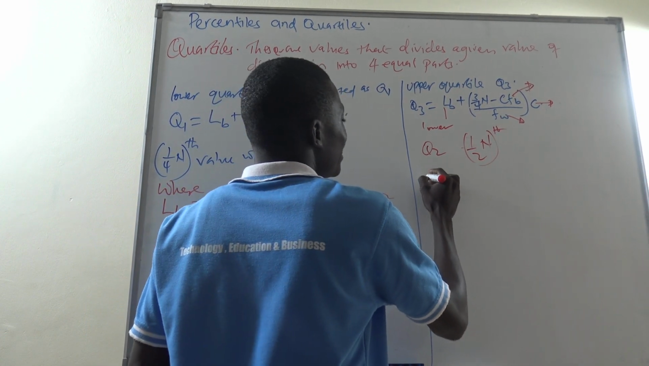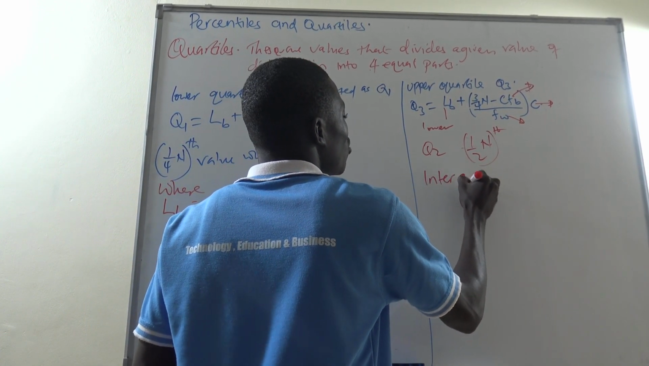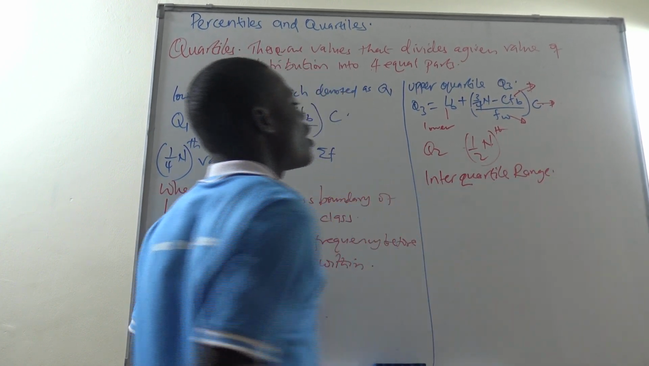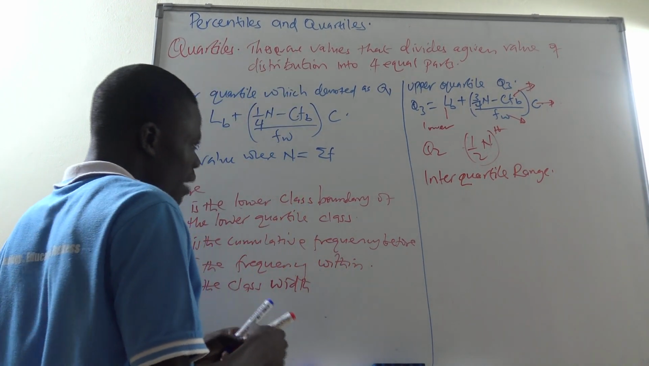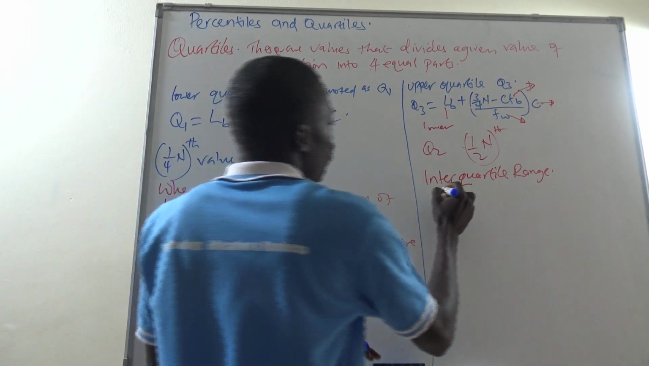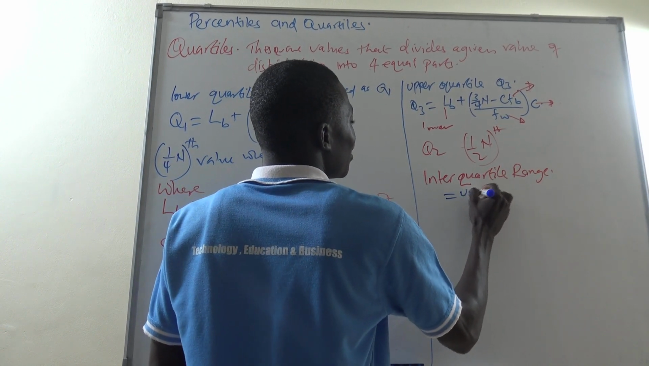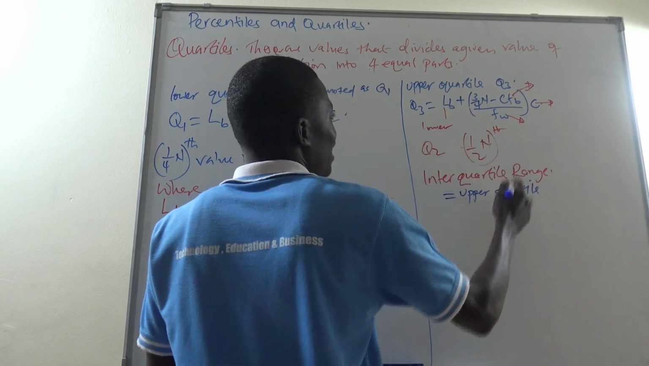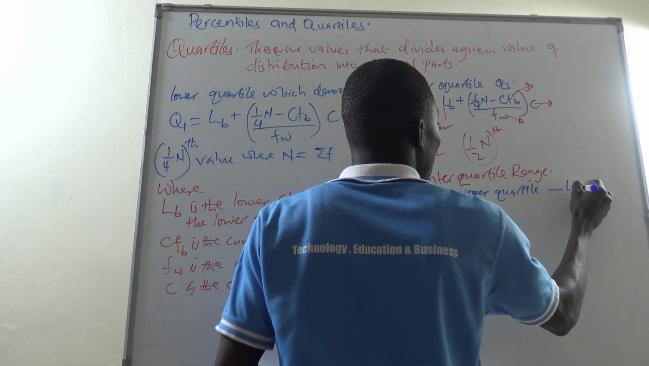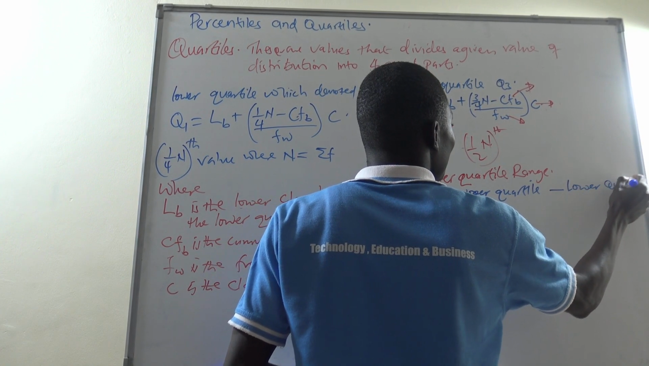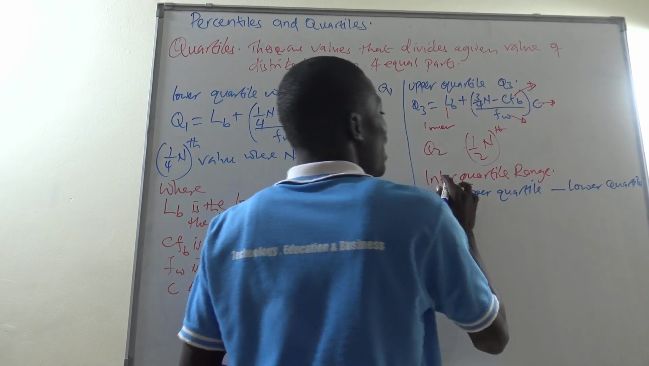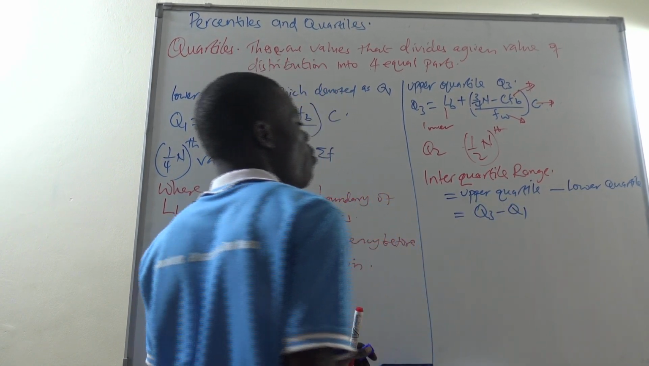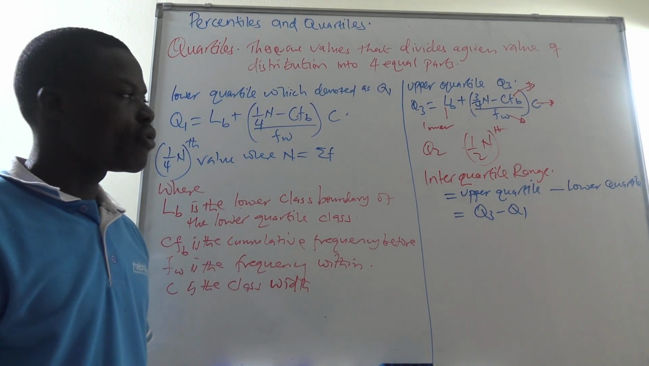But as far as quartiles are concerned, after getting the values of the quartiles, they can go ahead and ask you to find the interquartile range. The interquartile range is found by getting the upper quartile, Q3, minus the lower quartile, Q1. So our interquartile range becomes Q3 minus Q1.